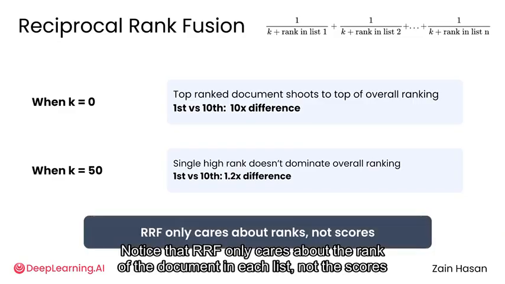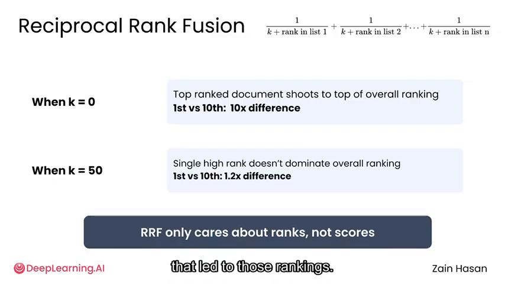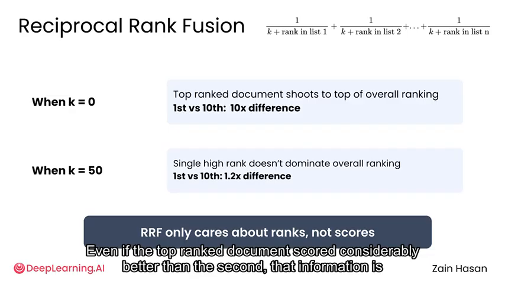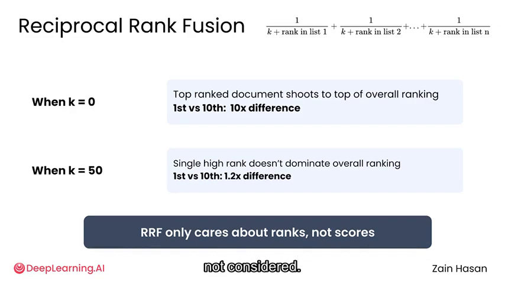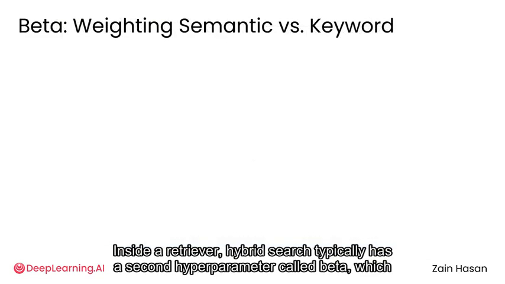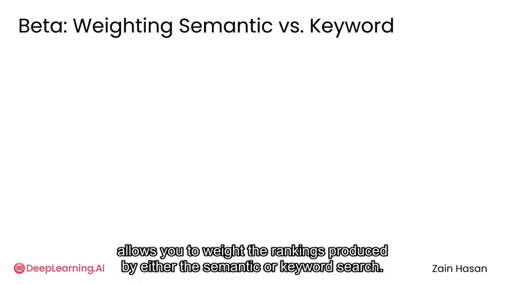Notice that RRF only cares about the rank of the document in each list, not the scores that led to those rankings. Even if the top ranked document scored considerably better than the second, that information is not considered. Inside a retriever, hybrid search typically has a second hyperparameter called beta, which allows you to weight the rankings produced by either the semantic or keyword search.